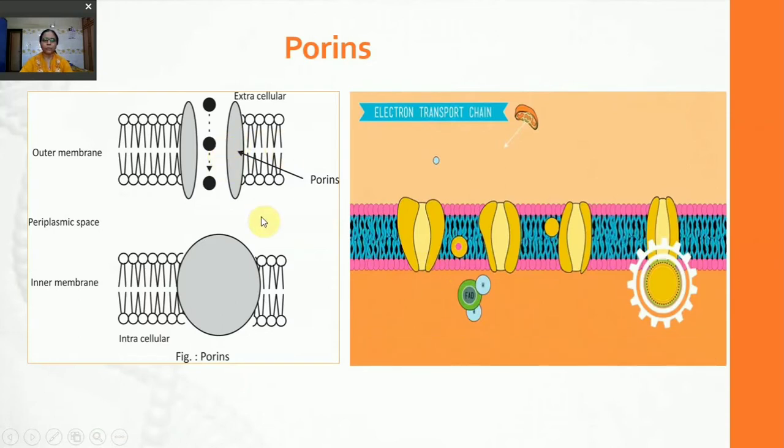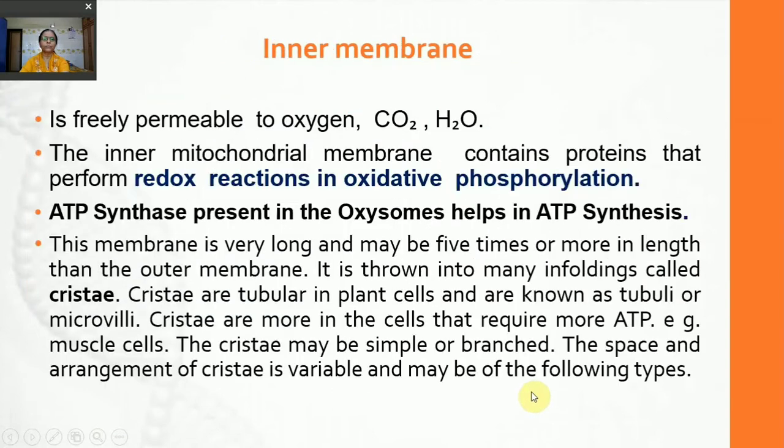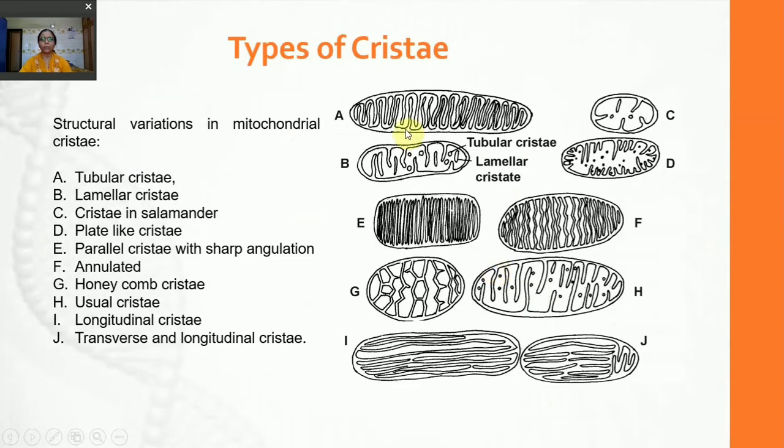Let us see porins. You can see here porins are integral proteins and they open up when the molecule has to enter inside. This is how you can see the molecules entering the porins and into the matrix. Inner membrane. The inner membrane is permeable to oxygen, carbon dioxide and water. And as I told you, it is the seat for oxidative phosphorylation. We will study the structure of cristae and the F1 particles now.